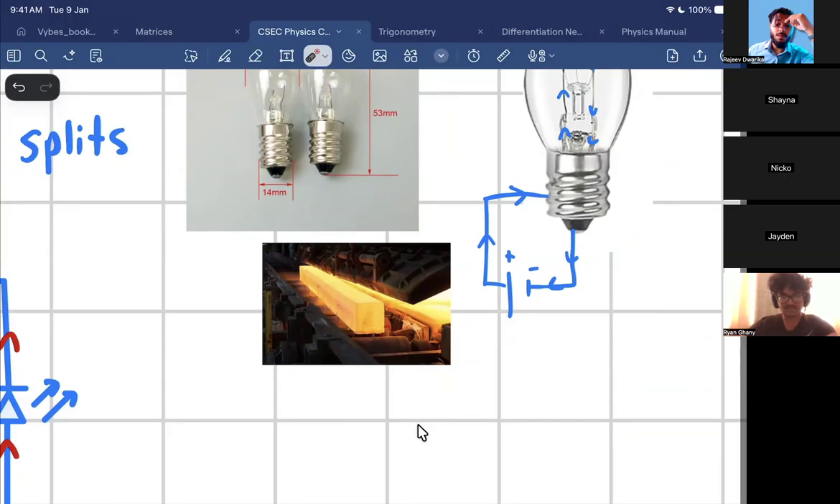Nikolai? I don't hear Nikolai, but Jaden and Ryan, you all understand that, right? When you heat up a metal, it gets hot, and it glows red.